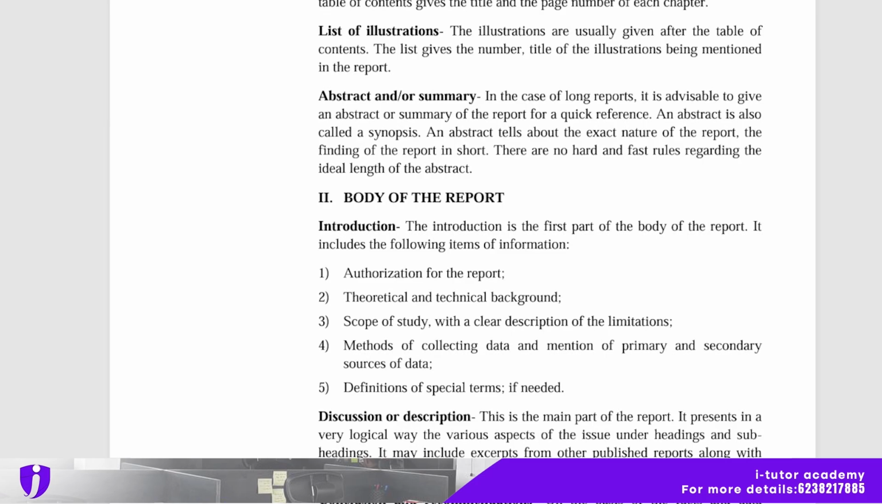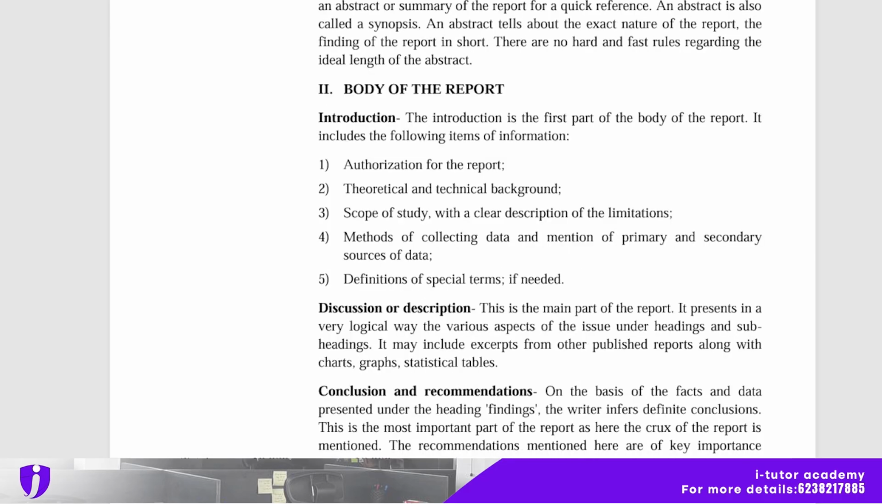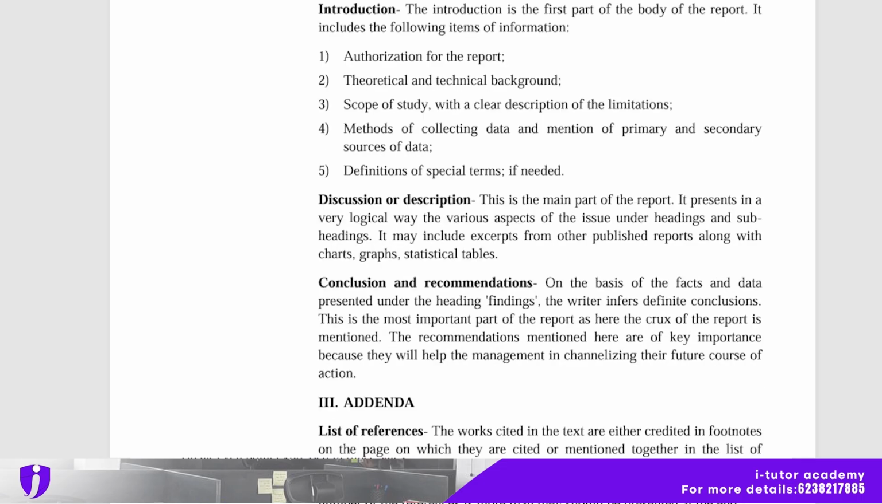Body of the report. The introduction is the first part of the body of the report, and it includes the following items: authorization of the report, theoretical and technical background, and scope of study with a clear description of the limitations, methods of collecting data and mention of primary and secondary sources of data, and definition of special terms if needed. Next is addenda.